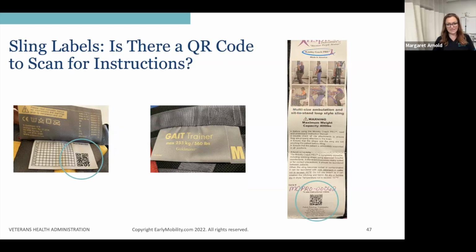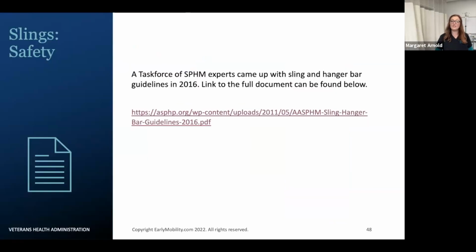The weight capacity and the cleaning instructions, those must be present for you to use your sling safely. Again, if the weight capacity is worn off and you cannot read it, that sling must be taken out of service. There is a task force of safe patient handling and mobility experts that have come up with sling and hanger bar guidelines. These were produced in 2016 and these were then updated in 2021. They can be found at the link below if you are interested in reading the entire document.